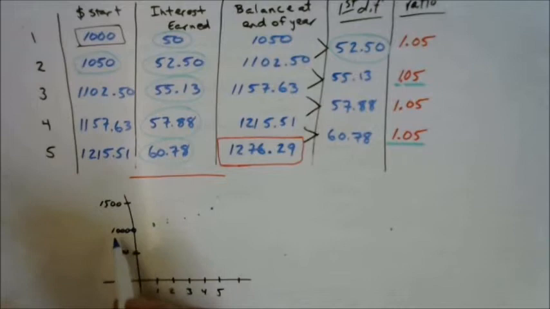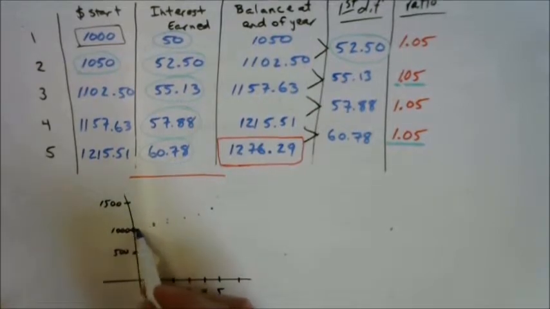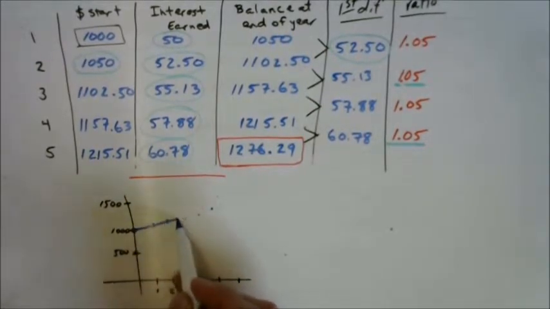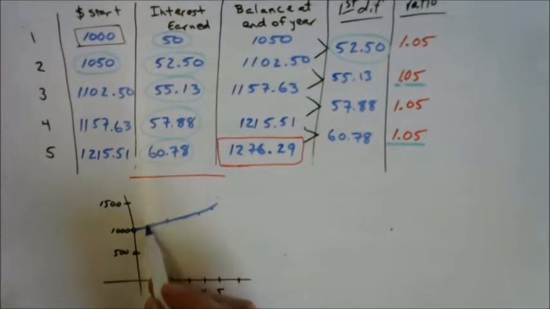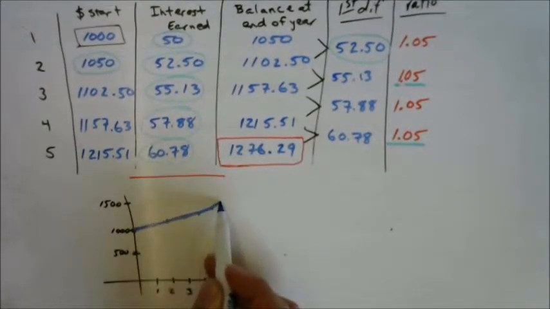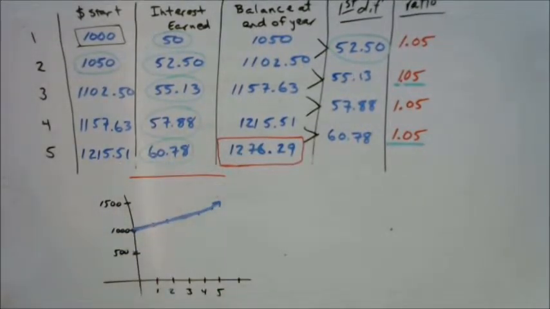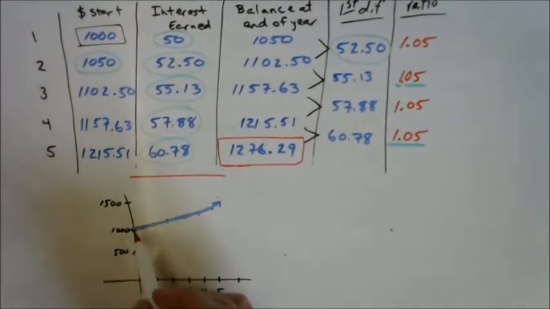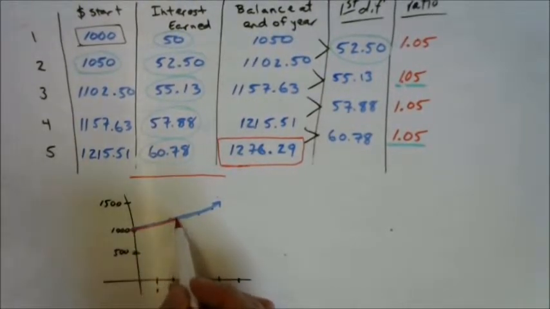So this graph is going to be fairly linear, but it's actually got a slight exponential growth curve on it. And the idea that you're supposed to see if you also graph the function A equals 1000 plus 50t is that it's the same line.